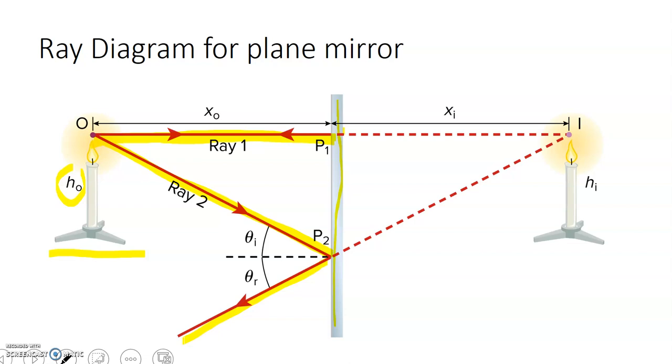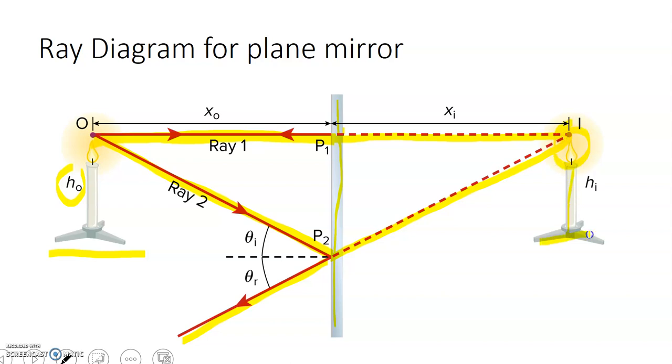Now the next step is you have to extend the reflected ray. So this is a reflected ray. Extend the reflected ray with a dotted line to the other side. Where these two extended rays meet, that is the top part of the candle's image.